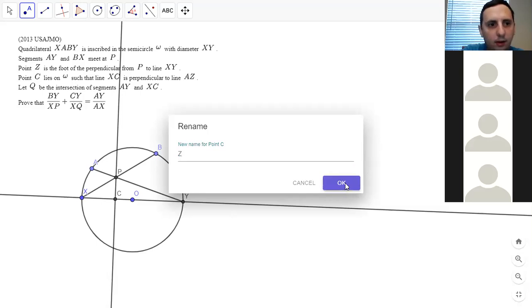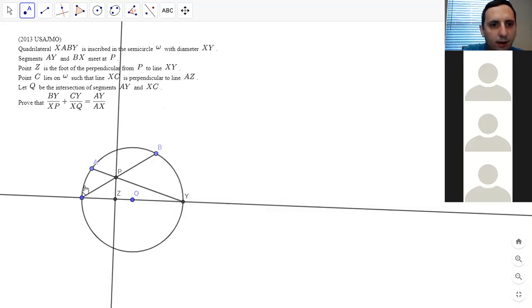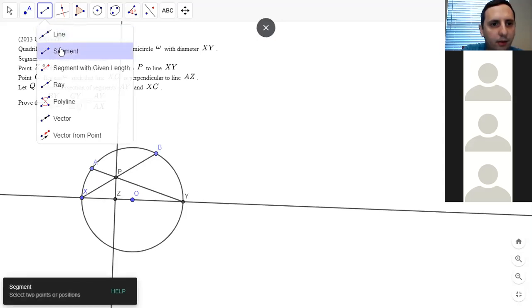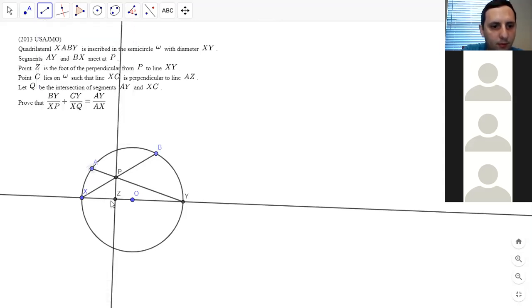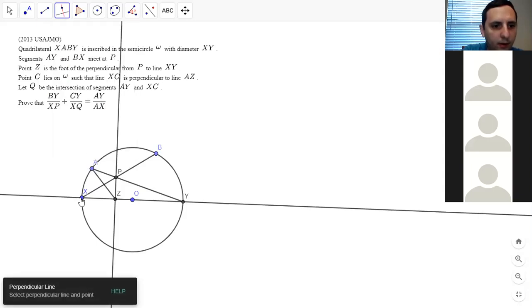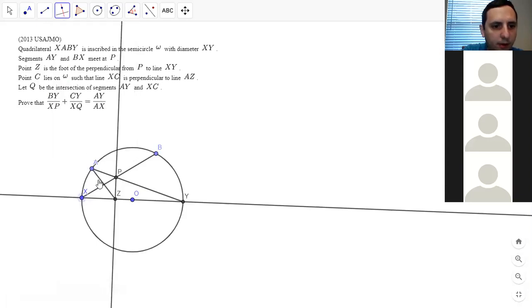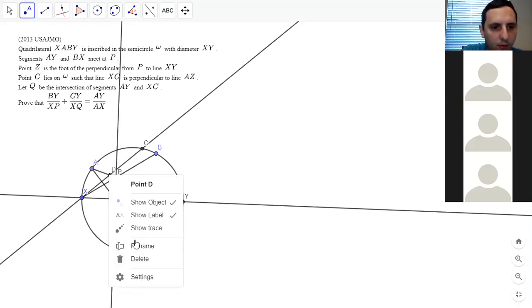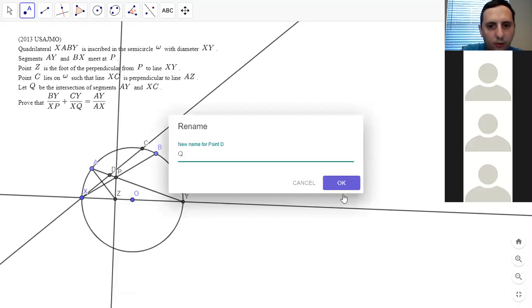And C lies on the circle such that XC is perpendicular to AZ. So I'm going to draw the perpendicular again. So we have X, so that would be point C. And then Q is the intersection of AY and XC. That's Q. And then we want to show this equation.